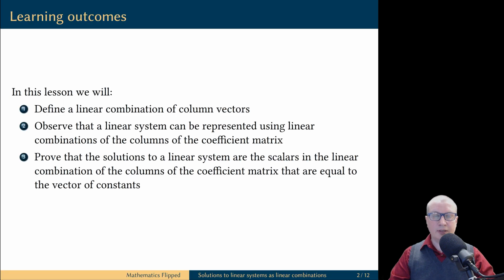In this lesson we will define a linear combination of column vectors. Notice that linear systems can be represented as linear combinations of the columns of the coefficient matrices, and prove that solutions to a linear system are the scalars in the linear combinations of the columns of the coefficient matrix that are equal to the vector of constants.